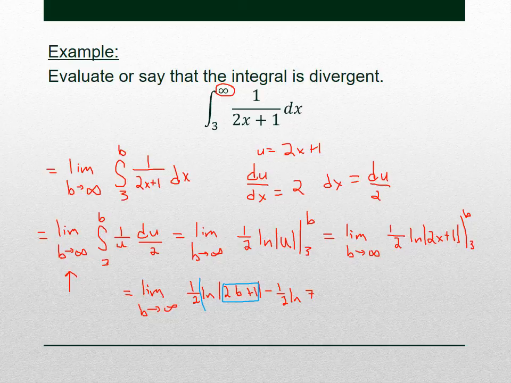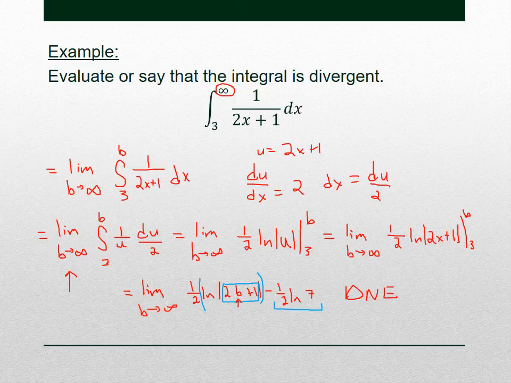Now, letting b run off to infinity, just like before, that means that everything inside this natural log is going to run off to infinity. And just like before, that means that this whole natural log is going to blow up. And multiplying it by 1/2 is not going to slow it down. And subtracting off this number is not going to slow it down. So this limit also does not exist.